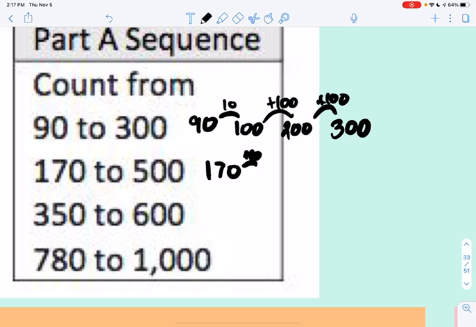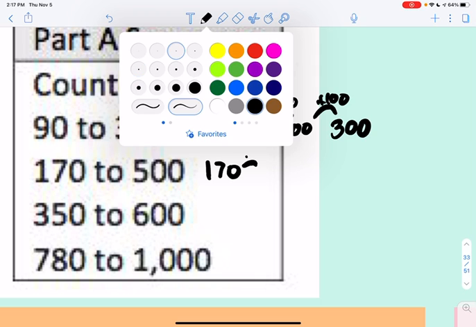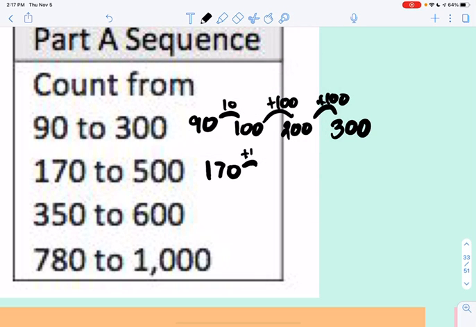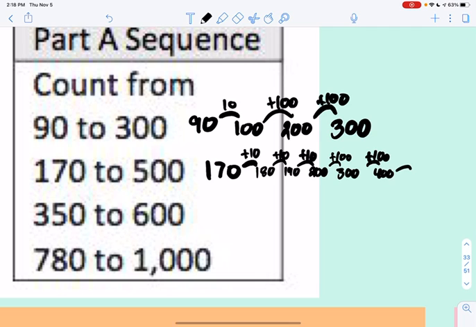So plus 10, oh, that's way too thick. There we go, plus 10, that'll make 180, plus 10, that'll make 190, plus 10, that'll make 200. Oh, look at that, we can start counting by 100s now. Plus 100, that'll make 300, plus 100, that'll make 400, plus 100, that'll make 500.